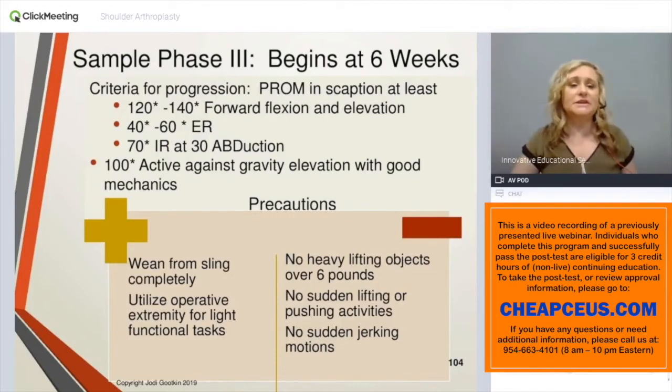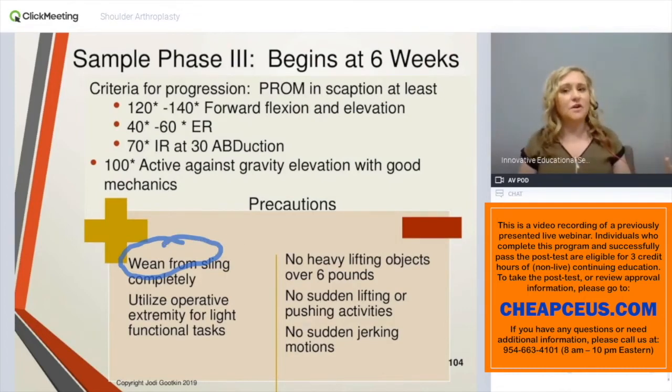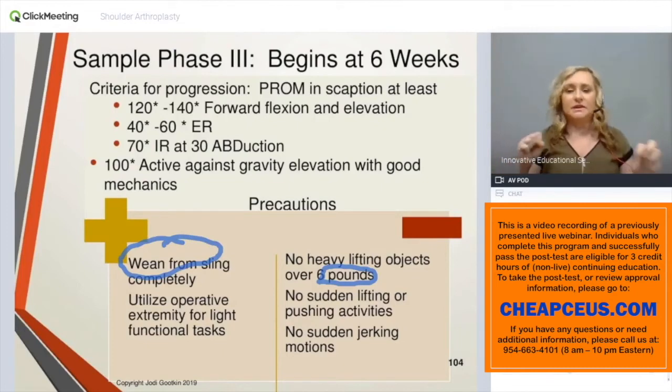As we look at about 6 weeks out for the patient, they're usually off the sling by this point in time. They're starting to do light functional tasks. Some physicians say they can lift up to about 6 pounds at this point in time. Again, they're being cautious with their balance in terms of sudden lifting and pushing activities that can create an aggressive force across that joint and potentially disrupt it for them.